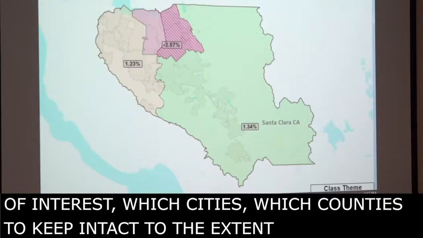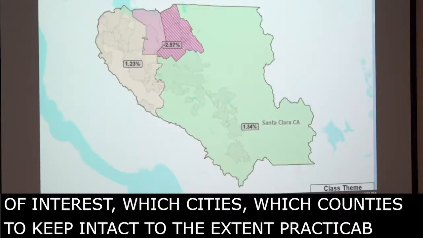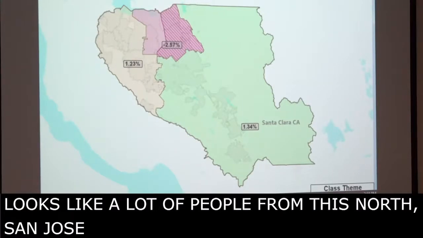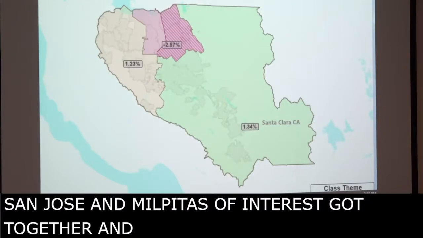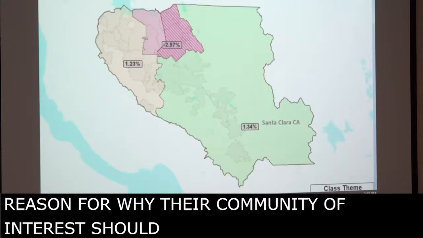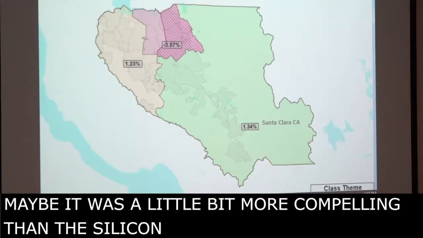Sometimes that could look like a lot of people from this North San Jose and Milpitas community of interest got together and they had a very compelling reason for why their community of interest should be kept together. And maybe it was a little bit more compelling than the Silicon Valley COI. And so they're deciding to go with this version.